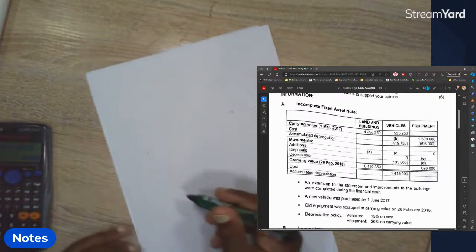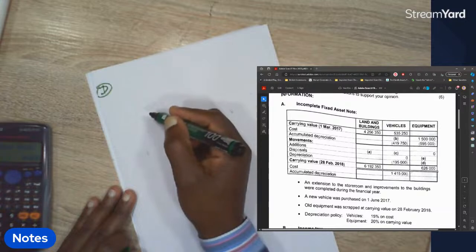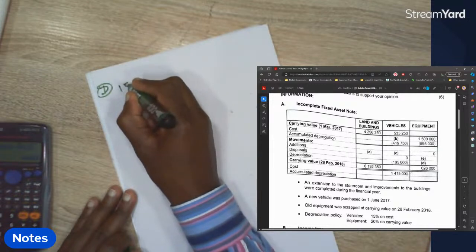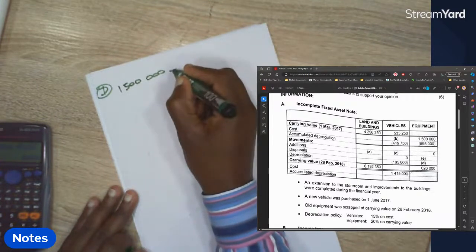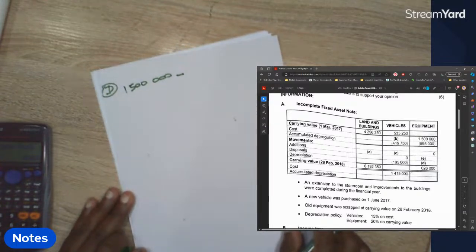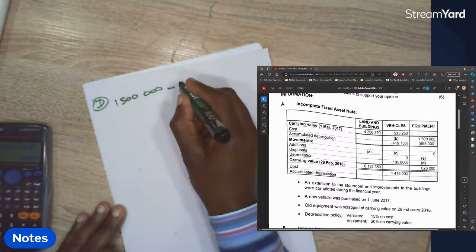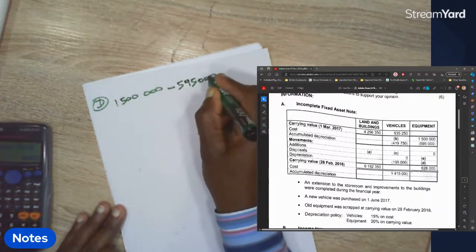Now, our UD. Remember, not A, no B, no C, D now. How to calculate UD? So for cost, 1.5 million, right? Minus our accumulated depreciation at the beginning, that is 595,000, right?